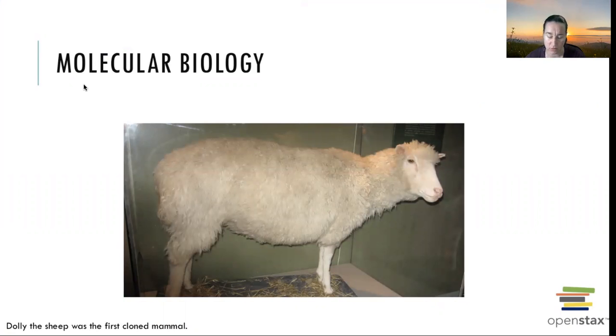So let's get started. When we talk about molecular biology, we're talking about those smaller structures like DNA, the stuff inside of the cell. We will go into cloning at the very end when we talk about Dolly the sheep, the first cloned animal. I saw some recent clones in the news, a black-footed ferret that they recently cloned because it's endangered. But we'll talk about clones in a little bit.